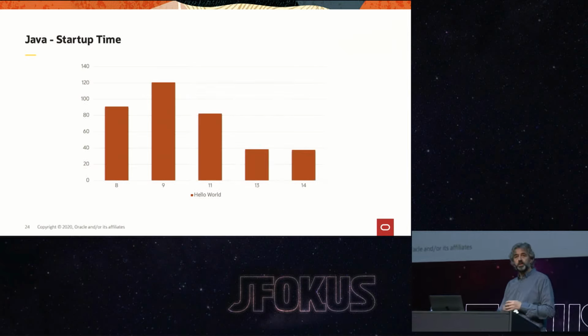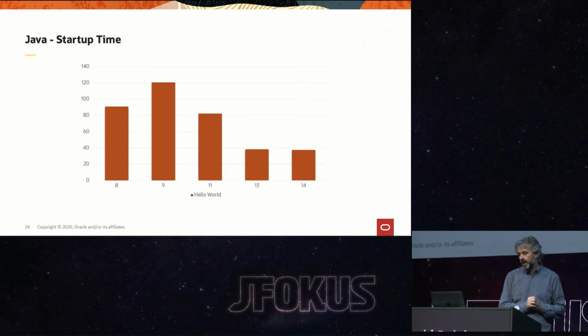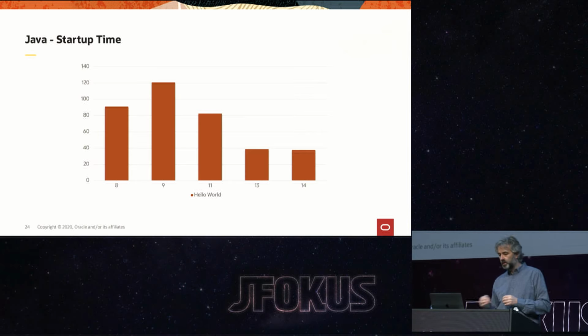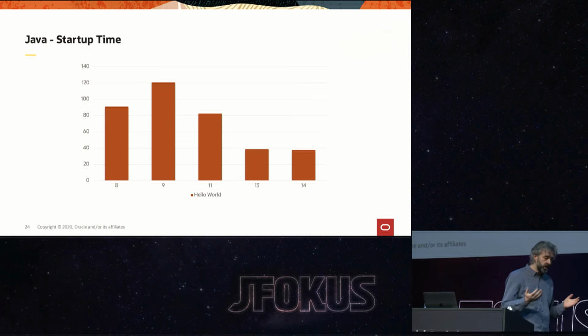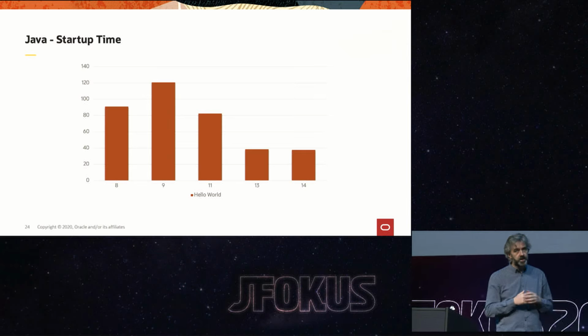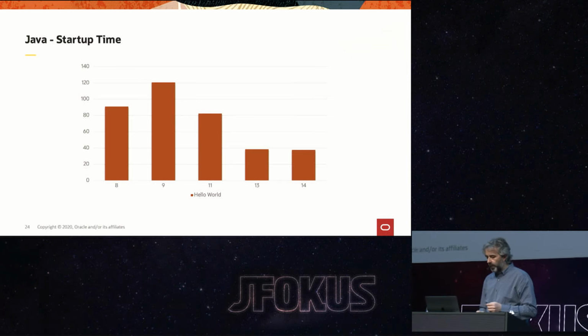Basically, if you use the latest and greatest, there is an ongoing effort around the startup time. And you see that between 8 and 14, the startup time for that same code is basically more than twice as fast. So that's my advice. If you can, and if the startup time is important to you, try to use the latest version of the platform.